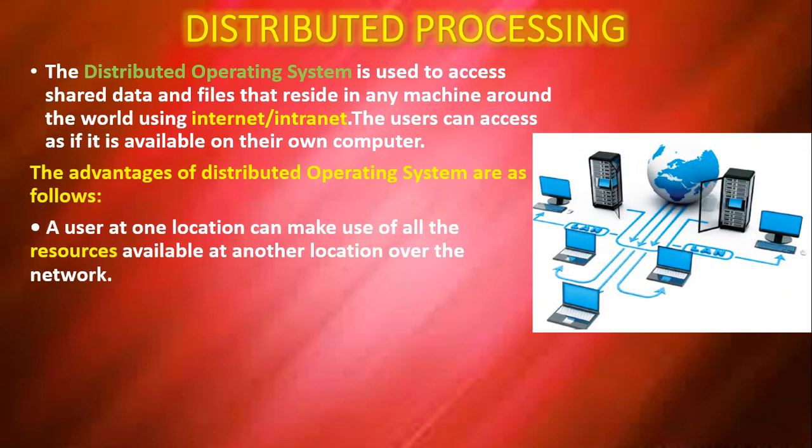Advantages of distributed system. A user at one location can make use of all the resources available at another location over the network. For example, you are doing work at home, but you don't have any printer, but a printer is available at another location, and we are connected through the network. So you can send the data to be printed, and your information can be printed at the other location, which is connected with another machine. So we can share the resources like this.